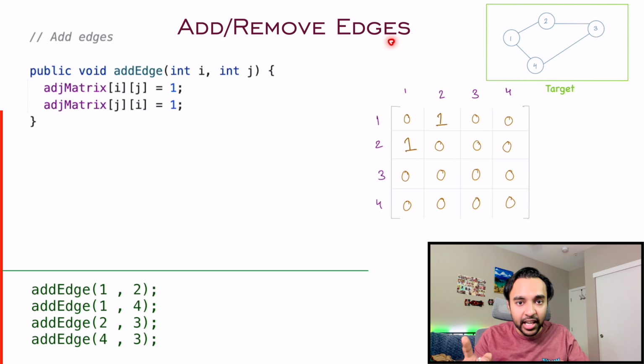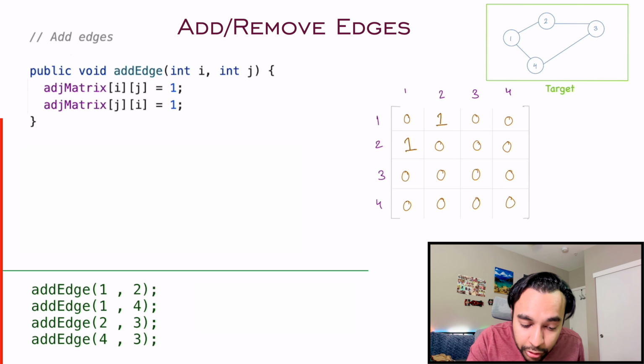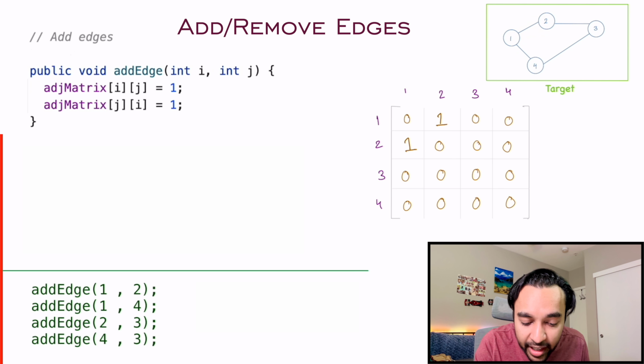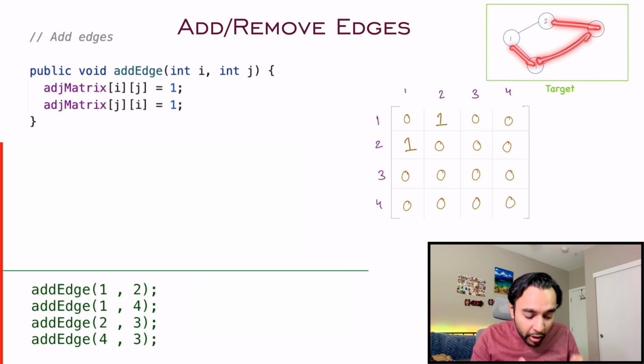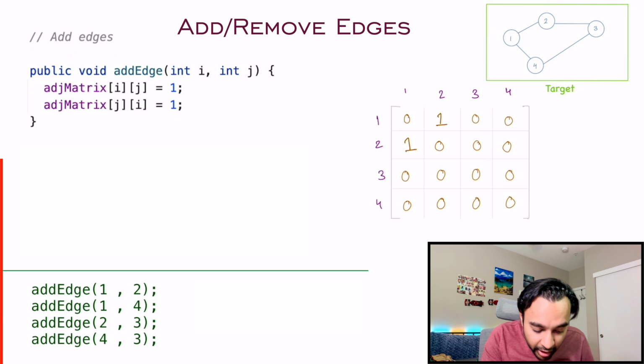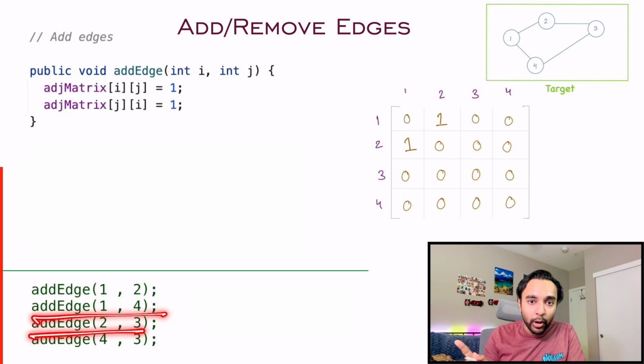Look at your target graph. This is where you have to reach. So currently you just added 1 edge, 1, 2. You have to add 3 more edges. So what I will do is I will kind of call these 4 different functions. So these are adding all of the required edges.